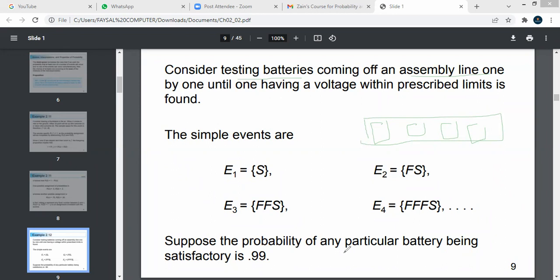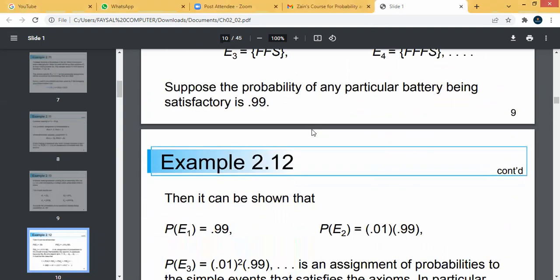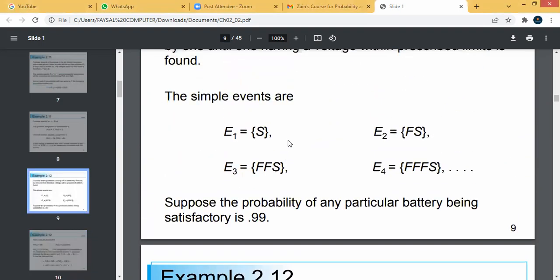Suppose the probability of a particular battery being satisfied is 0.99. So this means that the total probability equals 1, that is the complete sample space, and the satisfied probability equals 0.99. You have to notice it. So what to do? The probability of S will be what? This S means probability of satisfied. It will be equal to 0.99.